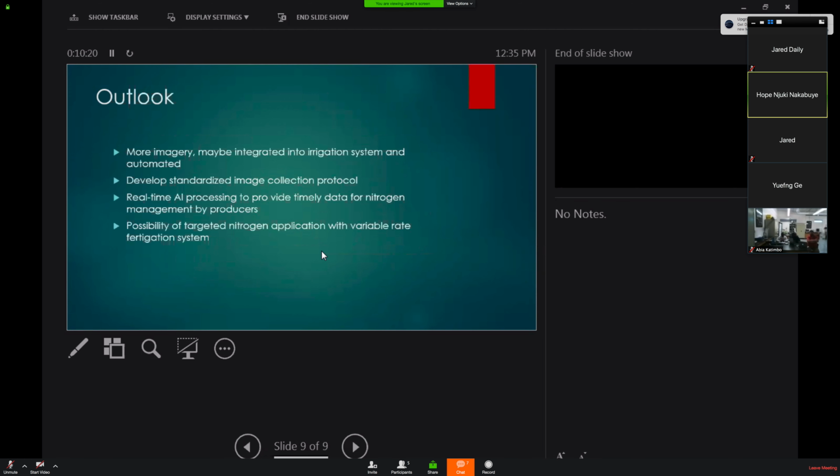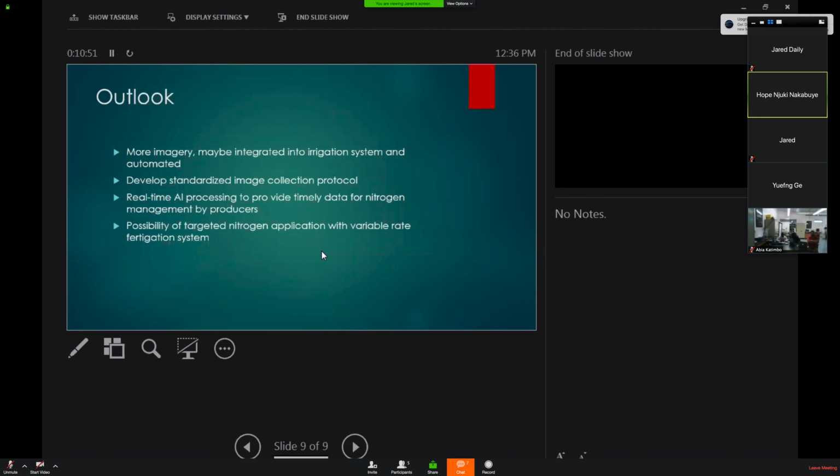So if we can take more imagery, maybe even integrate an imaging system into our irrigation system, so that every time it's irrigating, it's taking imagery or something like this. We could also standardize our image collection protocols, so that we're getting very consistent images, maybe on the same plants, same time of day, all these things that are going to give us better images to choose from.